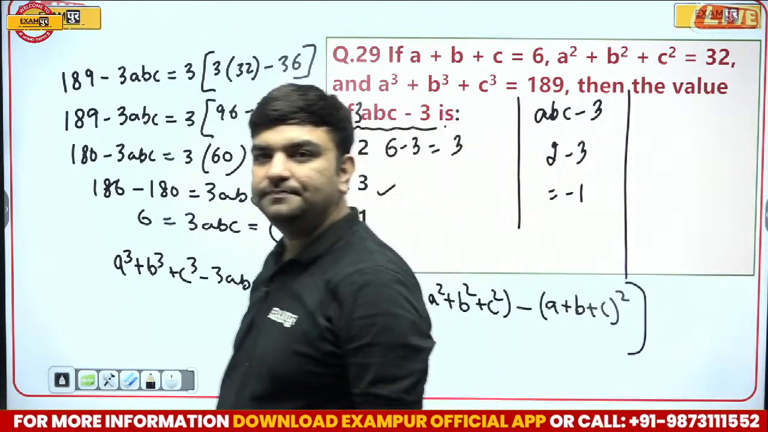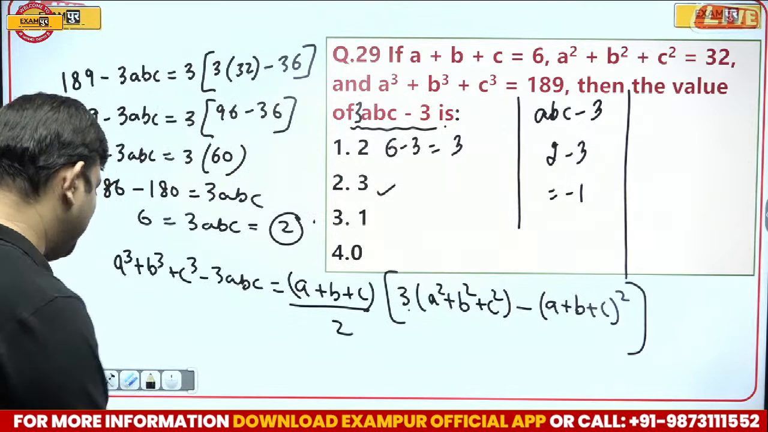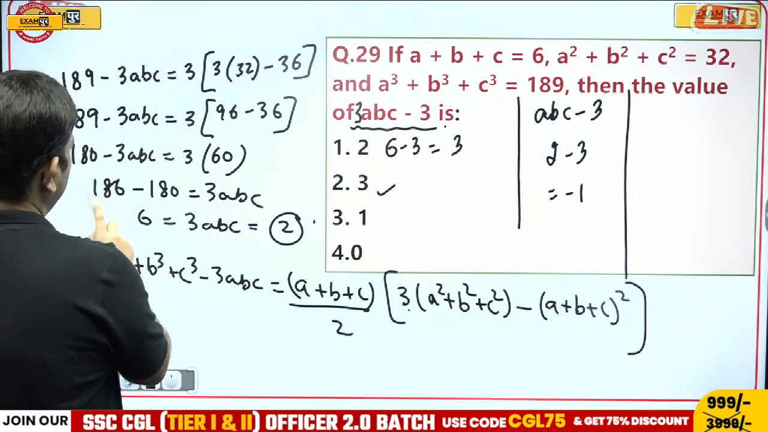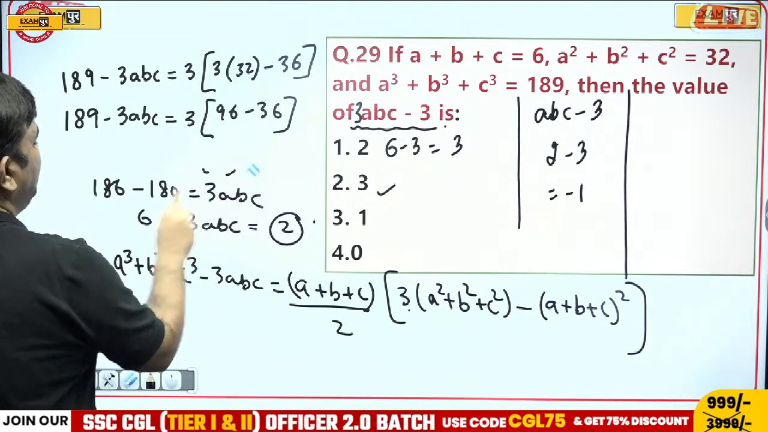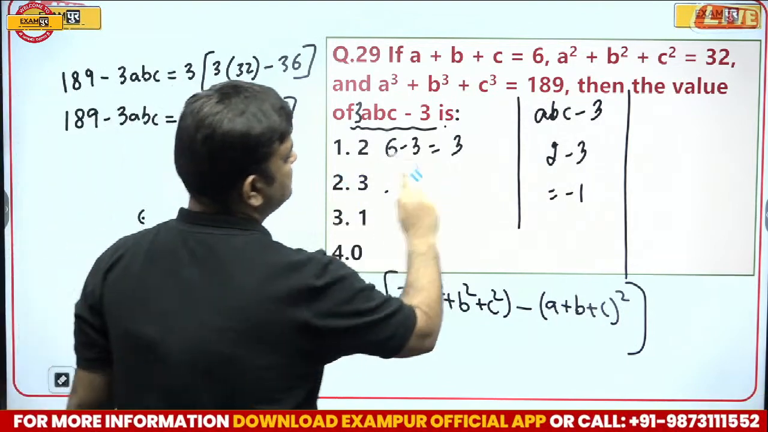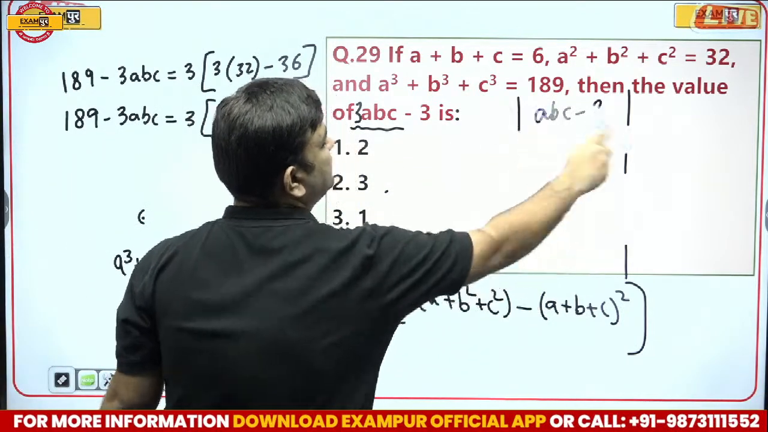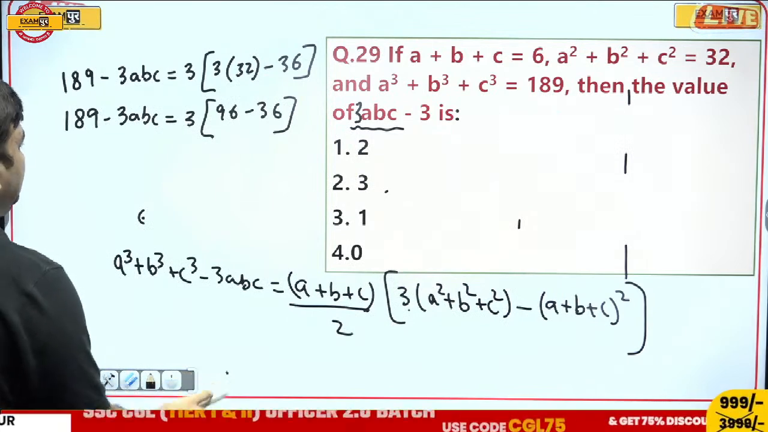Confirm, guys? Achha, minus 9 hai. Achha, sorry. Ye 189 ho gaya yahan par, hai na? Chalo, that is the benefit of the live class.